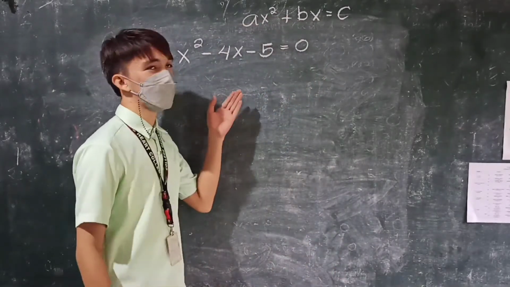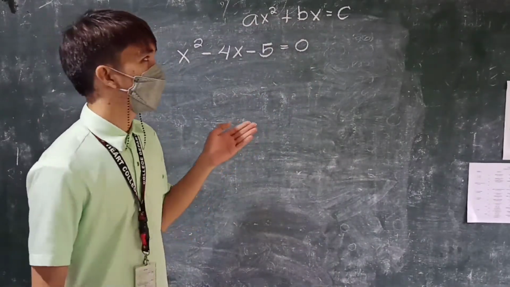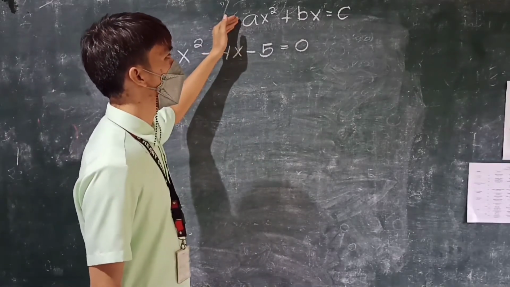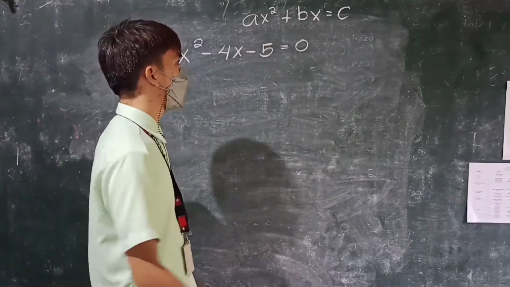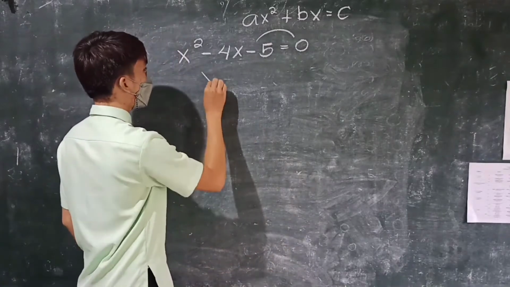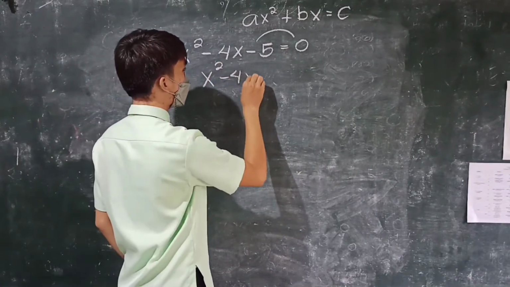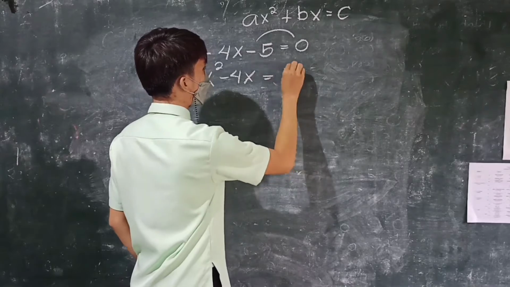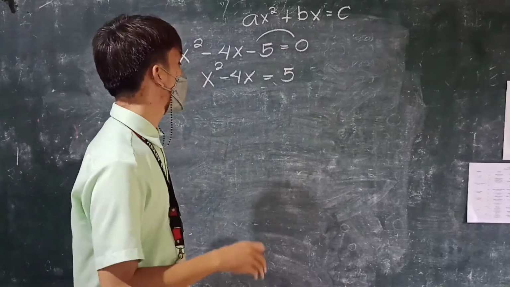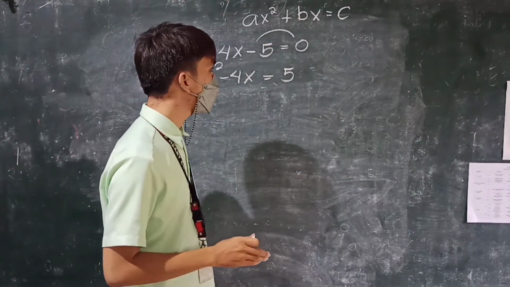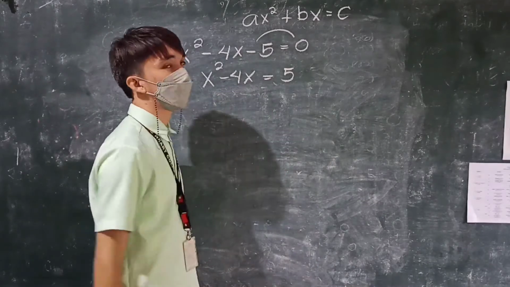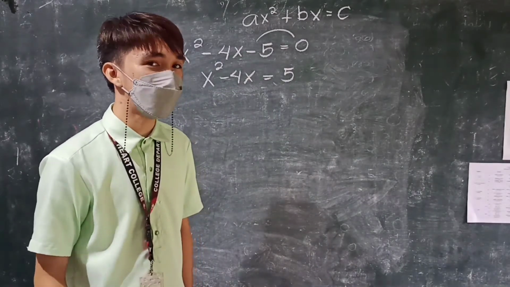We have x squared minus 4x minus 5 equals 0. First, we are going to transform this into the form ax squared plus bx equals c. So all we have to do is to transpose negative 5 to the right side of the equation. So we have x squared minus 4x equals positive 5. Next, we are going to add the square of half of the coefficient of b to both sides of the equation. How are we going to do that?